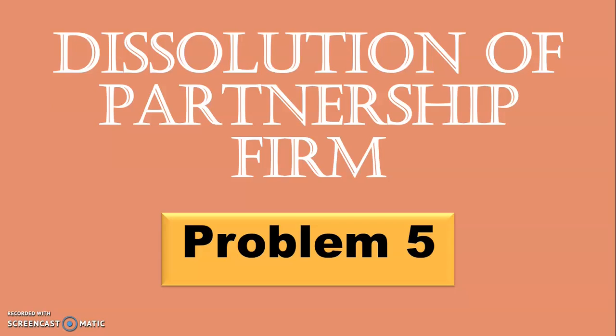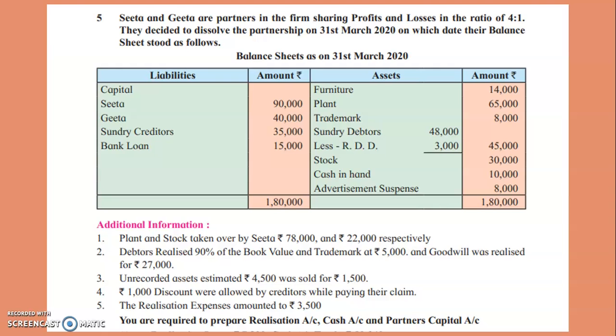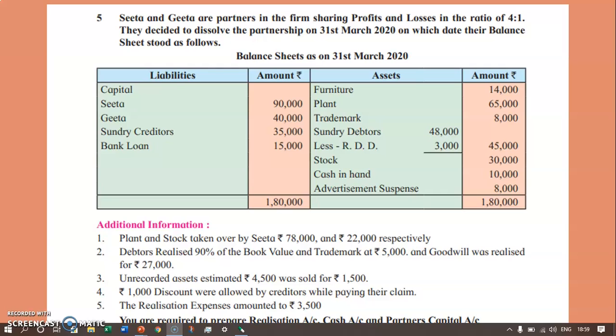Students, today we'll solve the fifth problem in our dissolution chapter. So this is the fifth problem on page 246. Sita and Geeta are partners in the firm sharing profit and loss in the ratio of 4:1. They decided to dissolve the firm. Their balance sheet as on 31st March is given as under, and additional information is also given.